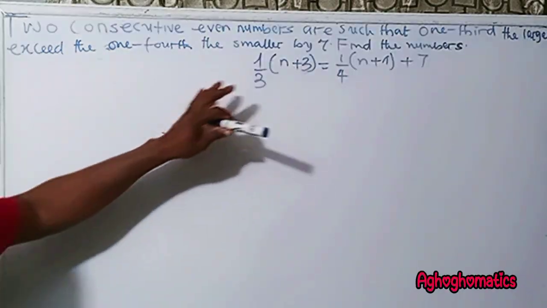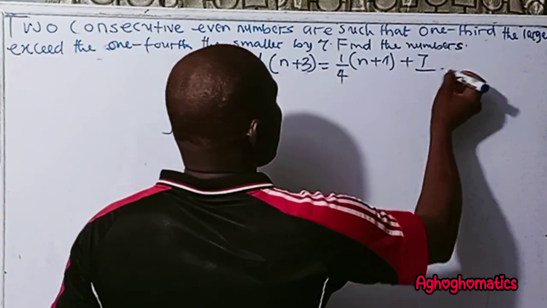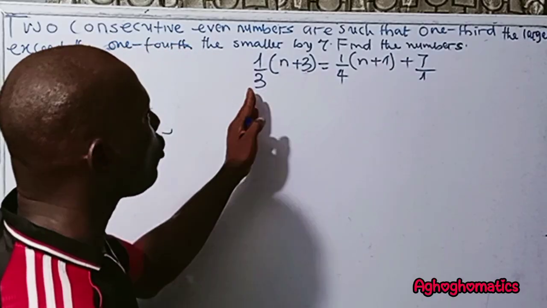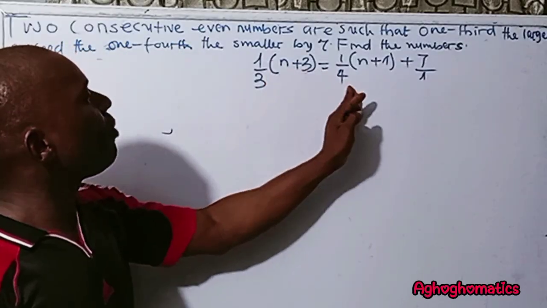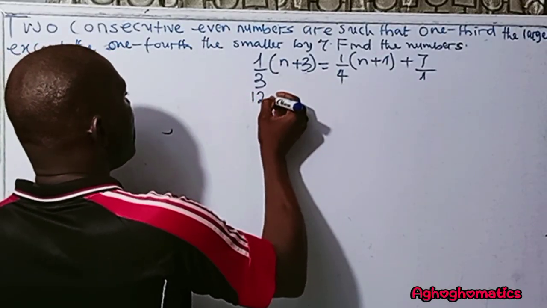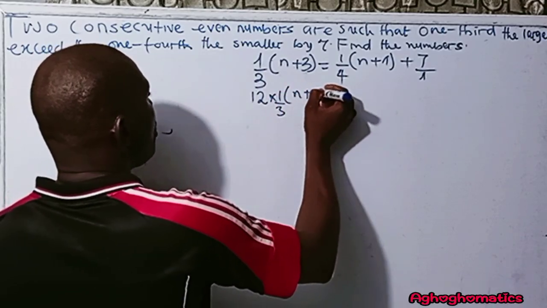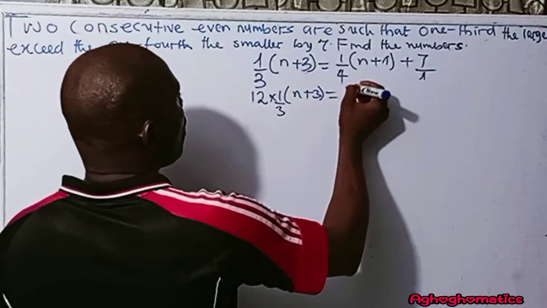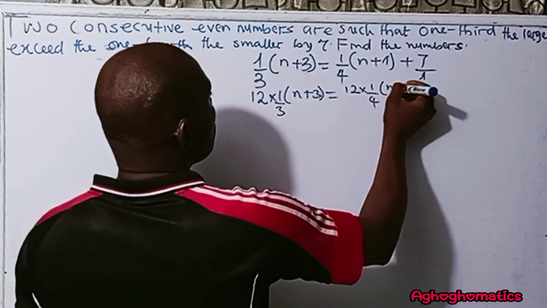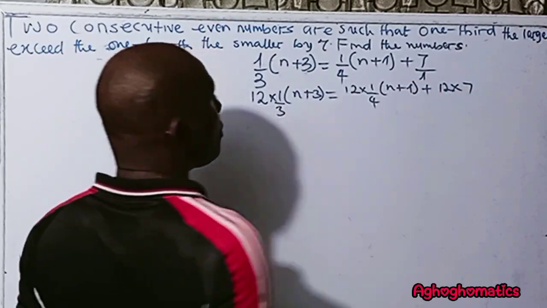So with this, we could now move on by looking at how to clear the fractions here. Because these are fractions, all we need to do is to look at the denominators and find the LCM. So the LCM of 3, 4, and 1 is 12. So we have to multiply each of these terms by the LCM. So here will be 12 times 1 over 3 into n plus 3 equals 12 times 1 over 4 into n plus 1 plus 12 multiplied by 7.